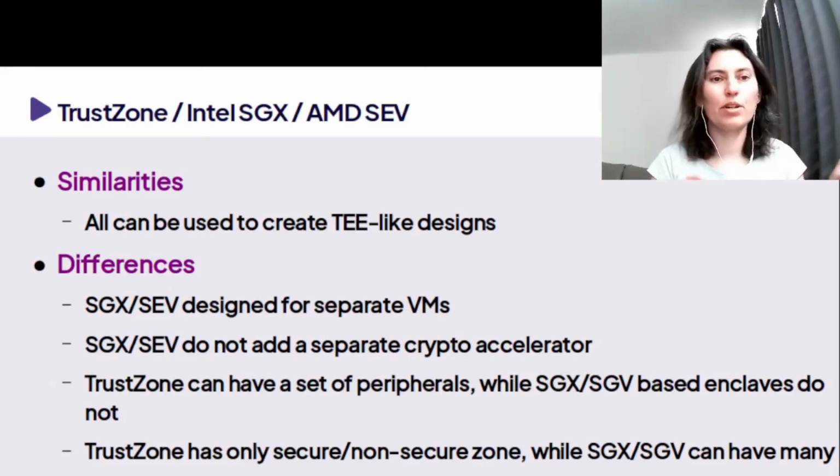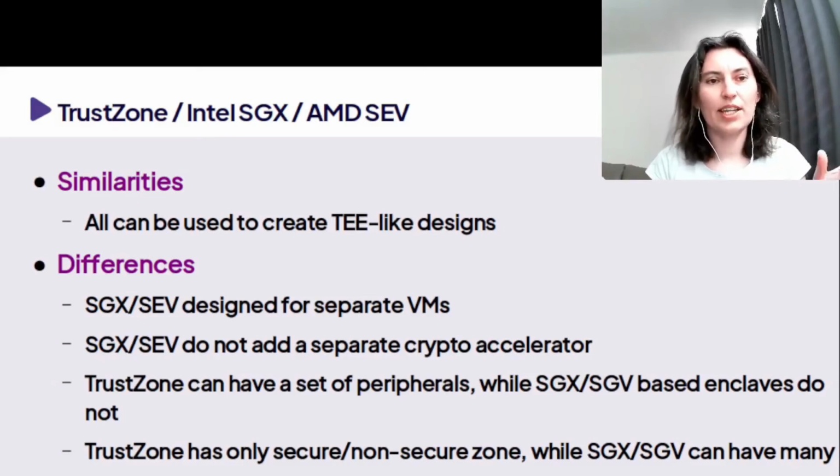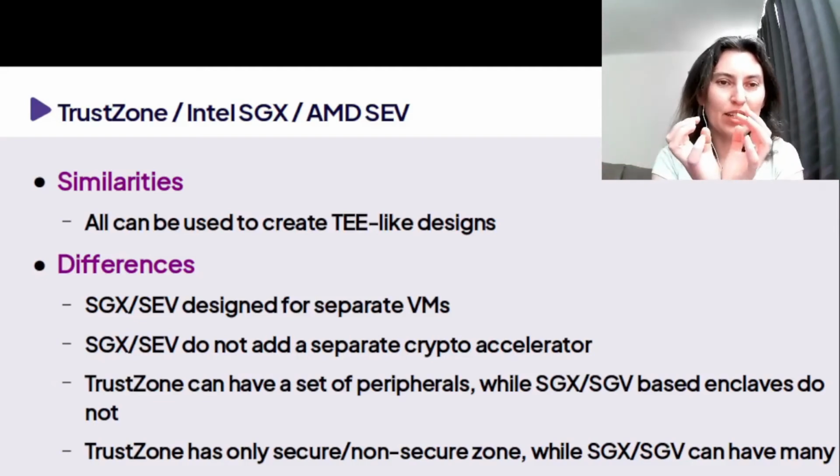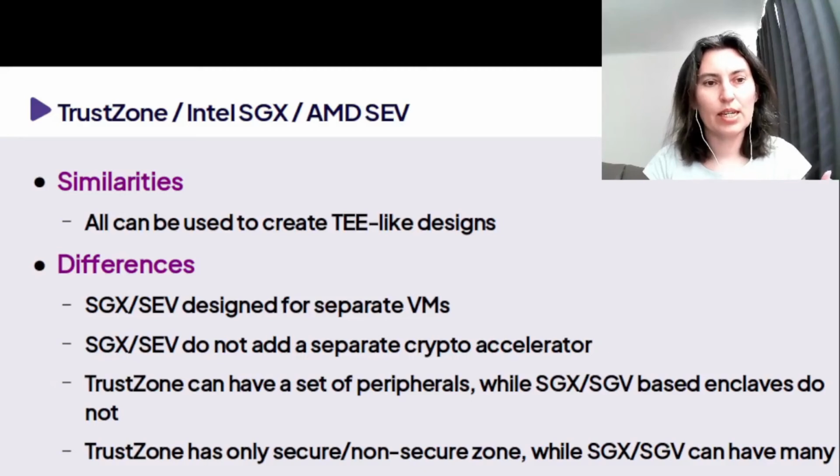Now, we compare TrustZone, SGX and SEV. The similarity is that all of them can be used to create a tree-like design that separates part of memory where you can run some code. But SGX and SEV are designed to run mostly for virtual machines, and they do not have a separate crypto accelerator. In the case of TrustZone, you can access some peripherals, while on the other side you just have the memory.